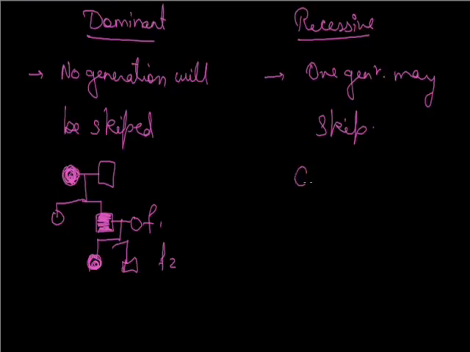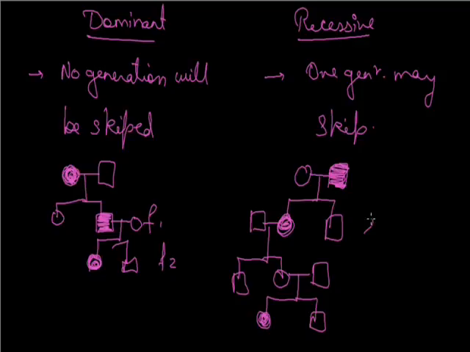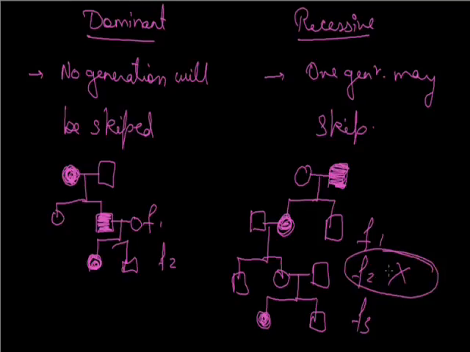But if we talk about recessive, for example, here is a diseased female. Now if F1 generation is diseased, F2 generation has no disease, and F3 generation has disease. Here one generation is skipped, that is called recessive. Solve one example from that.